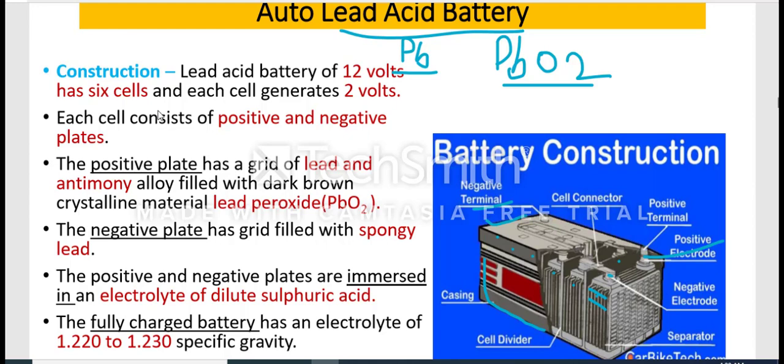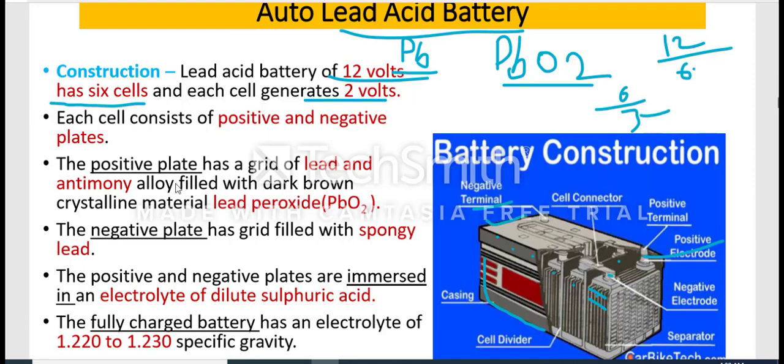We'll see it in detail. A lead acid battery of 12 volts has 6 cells, and each cell generates 2 volts. Suppose the battery is of 12 volts, then there are 6 cells, and if the battery is a 6 volt battery, then it has 3 cells. So each cell will generate 2 volts.